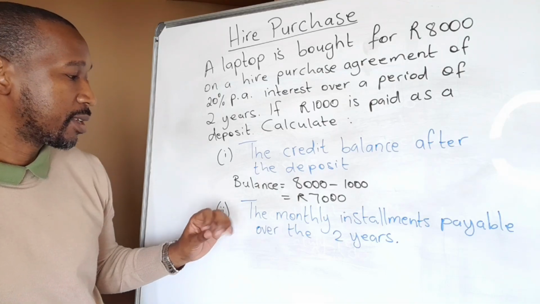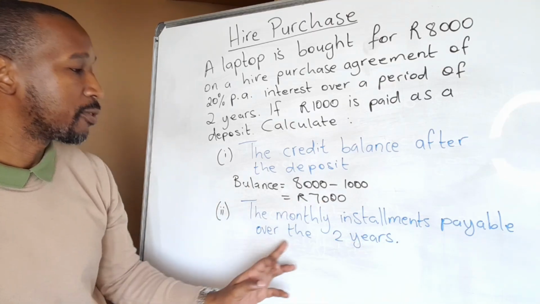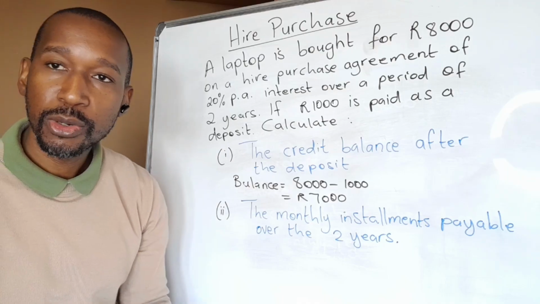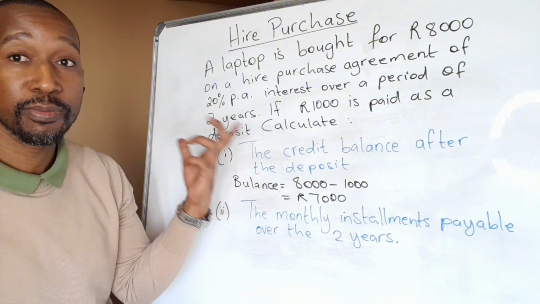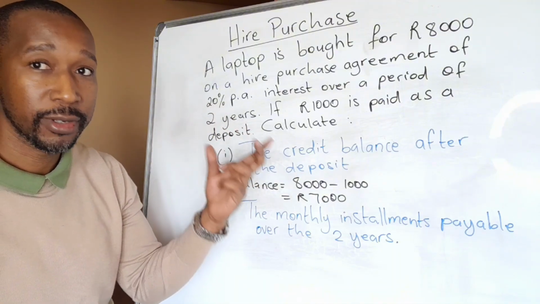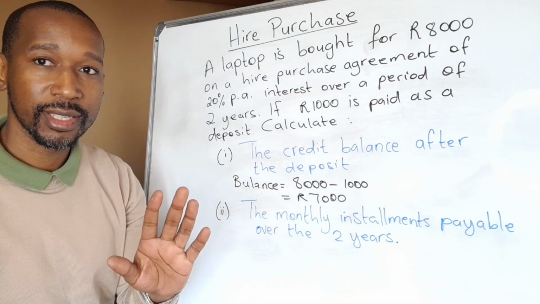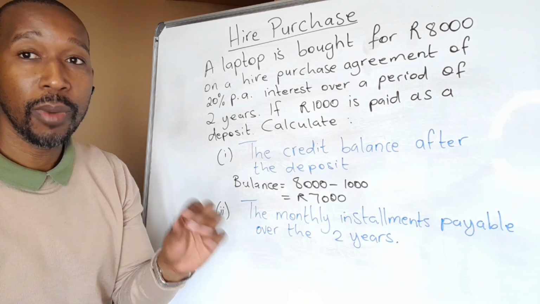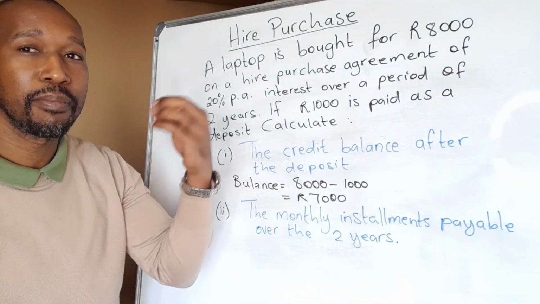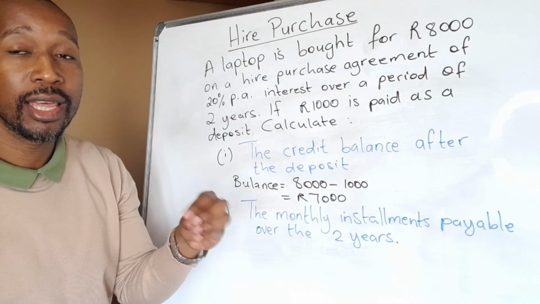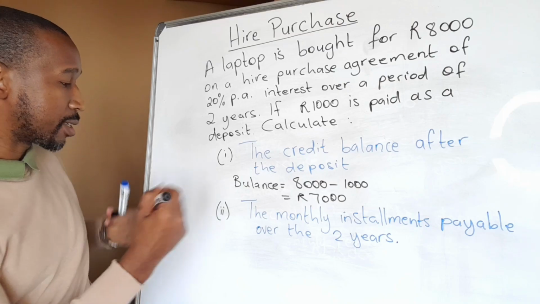The next phase says we need to calculate the monthly installments payable over the period of 2 years. So for the 2 years, how much would a person be paying in order to cover this particular agreement, or the 7,000 plus interest that will be charged? The idea of this question is that we need to first find out how much is payable in total, which means how much is the money plus the interest that will be charged on the money over the 2 years. So now we will take it as such.